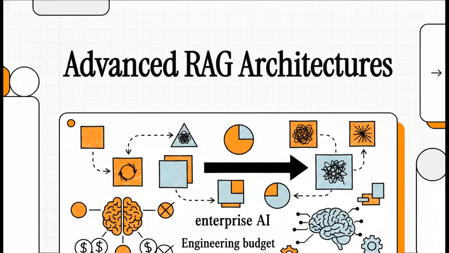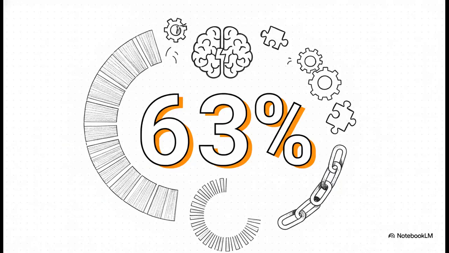Because let's be real, choosing the wrong architecture right now doesn't just mean getting slightly worse answers. It literally means burning through your engineering budget for absolutely no reason. Now I want you to look at this shocking number. State-of-the-art RAG systems are hitting a factual accuracy ceiling of just 63%.